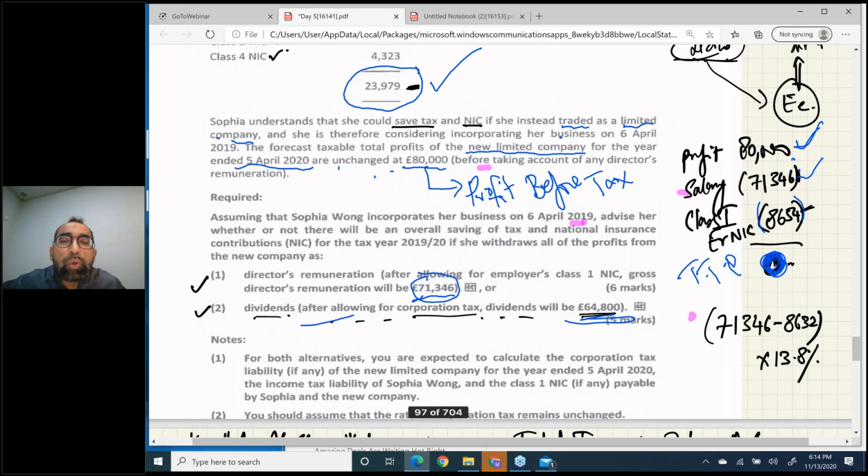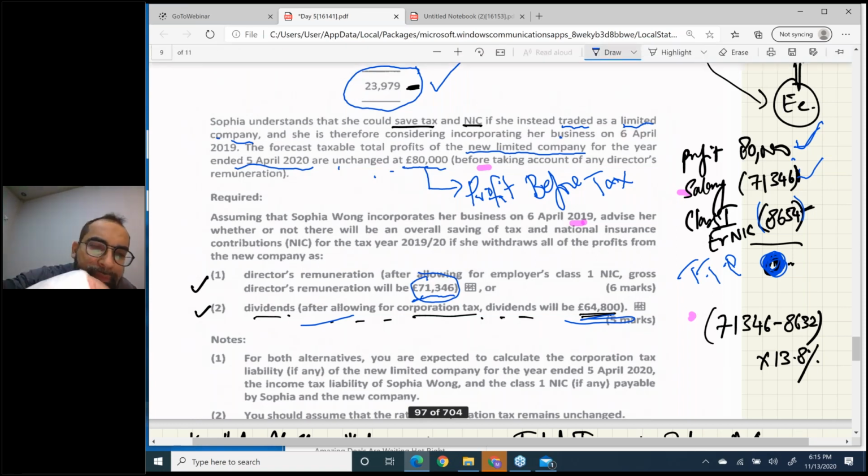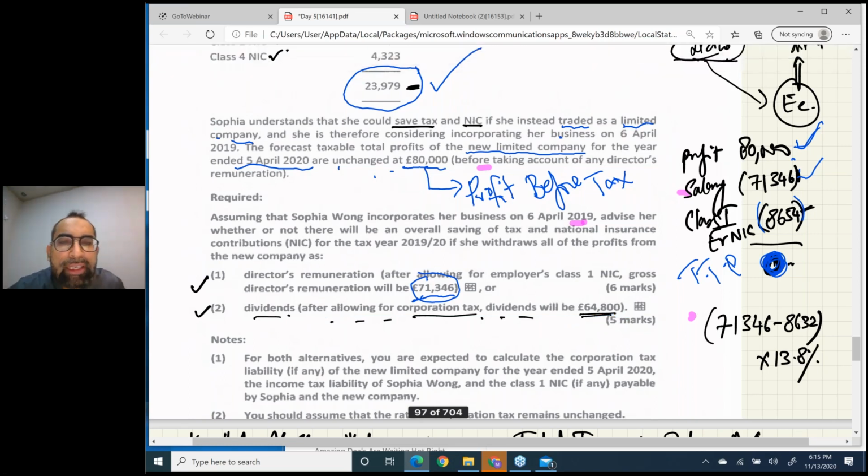In the second scenario, there are no salaries, so there are no allowed expenses. Dividends are never ever allowed expenses. So we'll directly apply 19% tax on this 80,000. Come on, all of you take out your calculator. Apply 19% on 80,000. You will get 15,200.